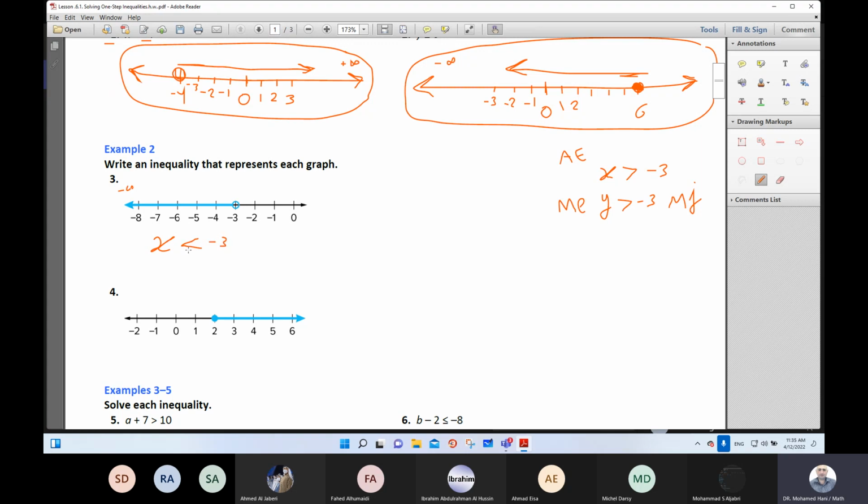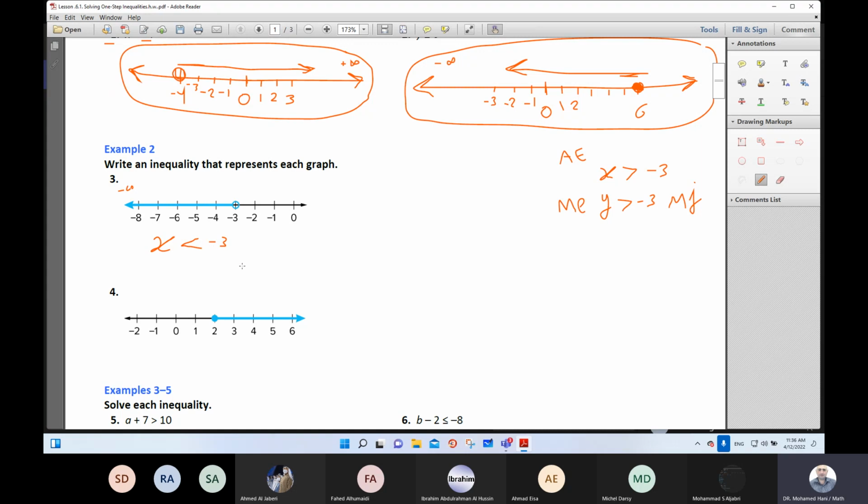And we don't have equal in the sign because here we have an open circle. So x less than, not bigger than, because the direction is to the negative side. So all values less than -3: -4 is less than -3, -5 less than -3, -8 less than -3. So the values of x will be less than -3.